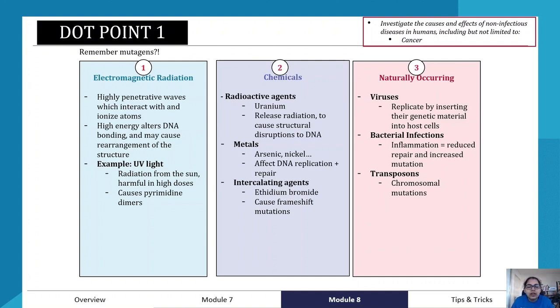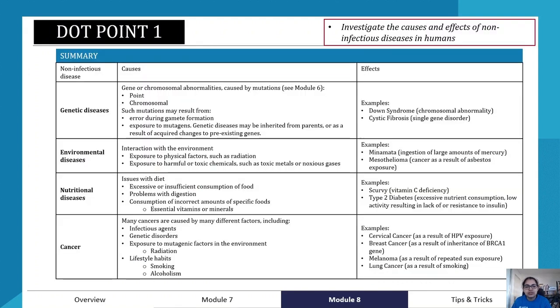Then naturally occurring mutagens include viruses. They change our cell machinery by replicating their own material within our cells. Bacterial infections can cause inflammation, which reduces repair and increases mutation. Remember, as we spoke about, when there's a bacterial infection, inflammation happens and blood rushes to the area, which can cause reduced repair and increased mutations. And finally, transposons can cause chromosomal mutations.